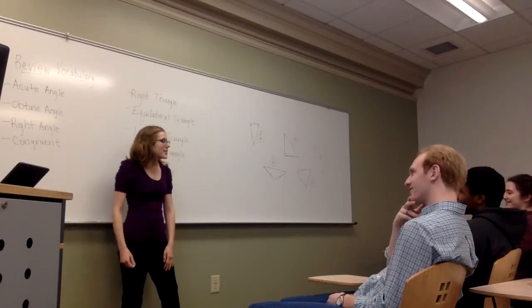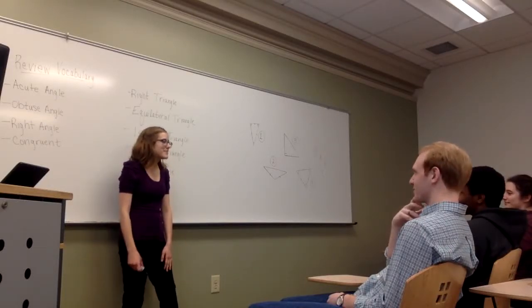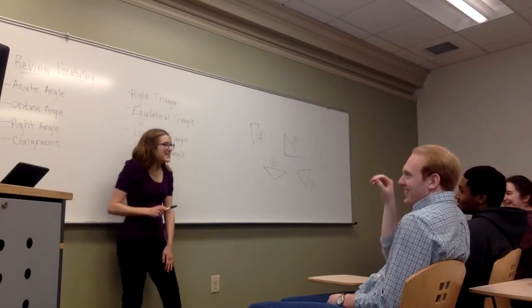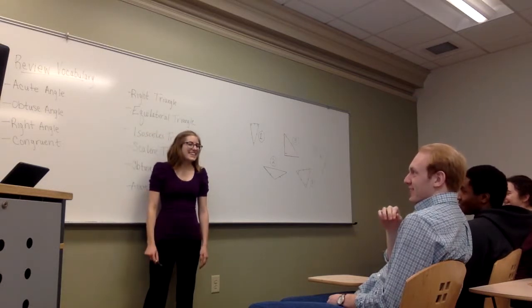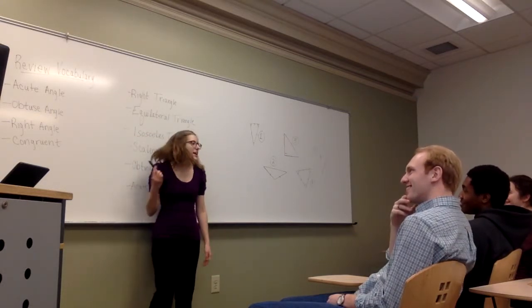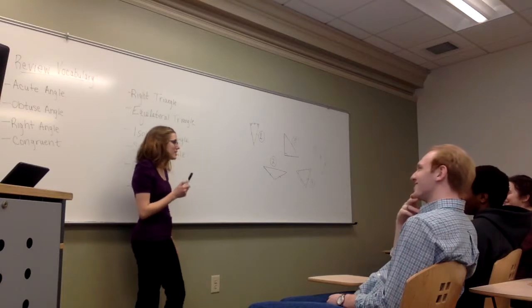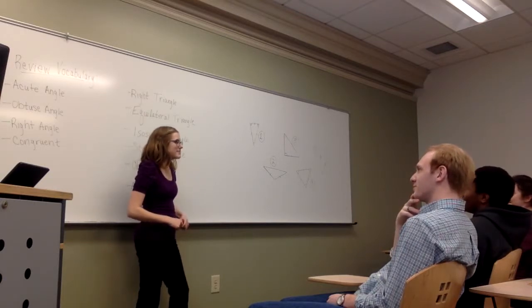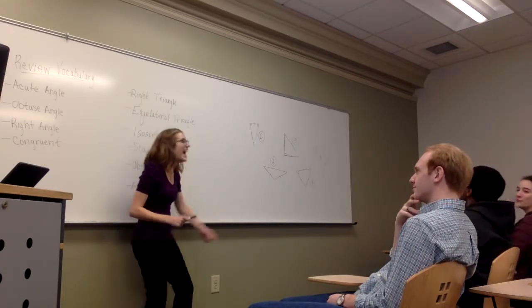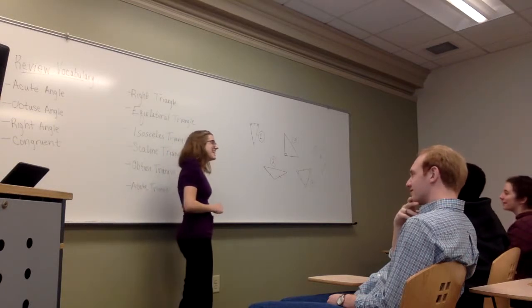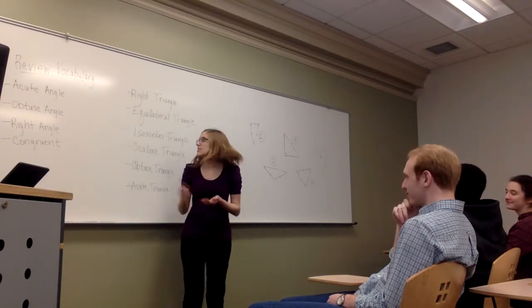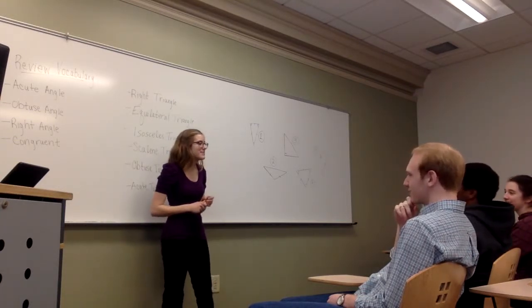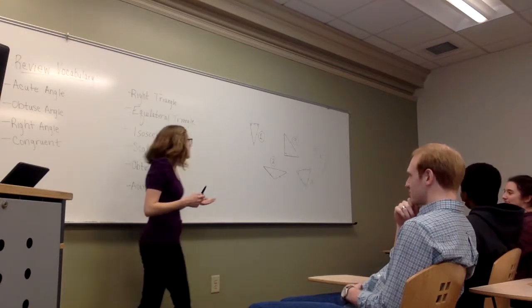You can remind me what an acute angle is? David. It's an angle with less than 90 degrees. Exactly. Okay, and then what is an obtuse angle? Sarah. It's an angle over 90 degrees. Perfect. And Charles, what's a right angle? A 90-degree angle. Exactly. All right.